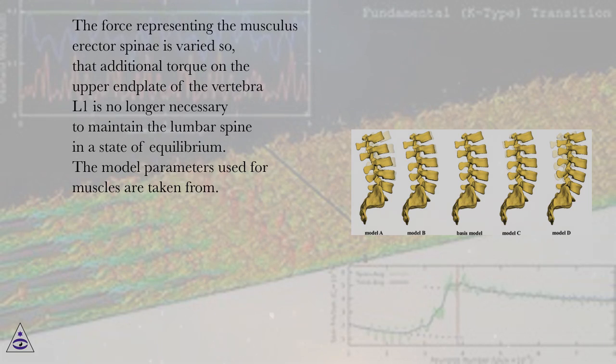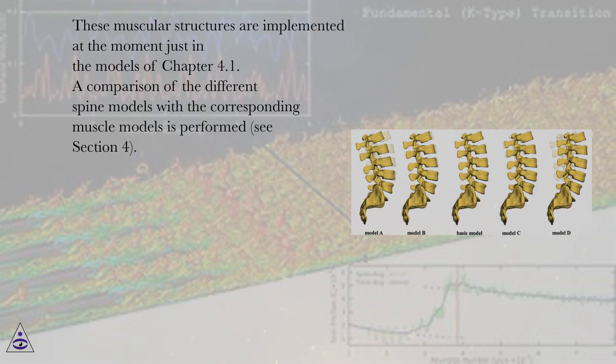The model parameters used for muscles are taken from the literature. These muscular structures are implemented at the moment just in the models of Chapter 4.1. A comparison of the different spine models with the corresponding muscle models is performed, see Section 4.